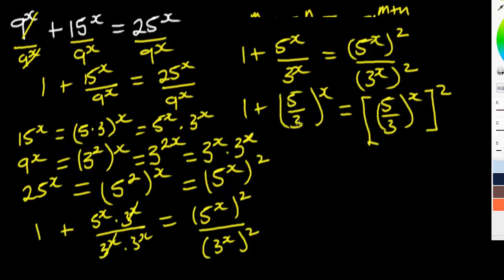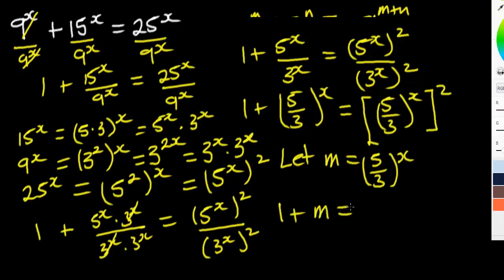From here we have same terms over here, so we are going to let any variable represent the terms over here. Now we are going to let m be equal to 5 over 3 all exponent x. So we are going to have 1 plus m to be equal to m squared. Now m squared minus m minus 1 will be equal to 0. So from here we have a quadratic, so we solve it using the quadratic formula to get the value of m.